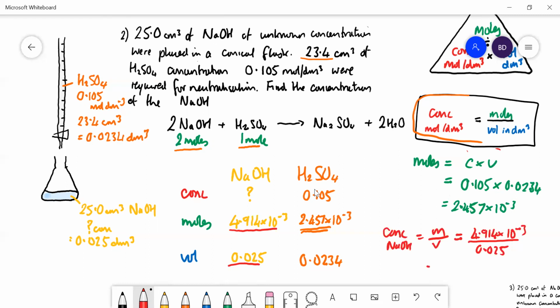Okay, that gives us 0.19656. Again, we should give it to three significant figures, so that means that last 6 is going to turn into a 7, and the units are moles per decimeter cubed. Okay, so there's a second example.